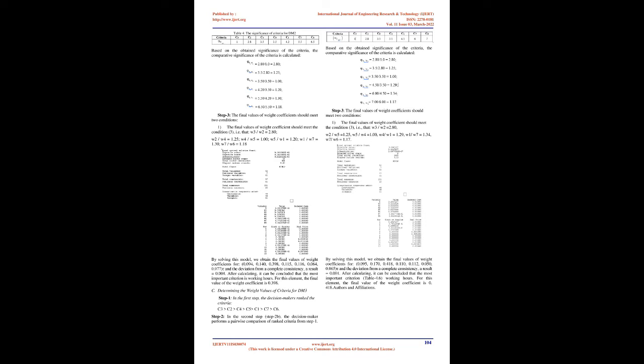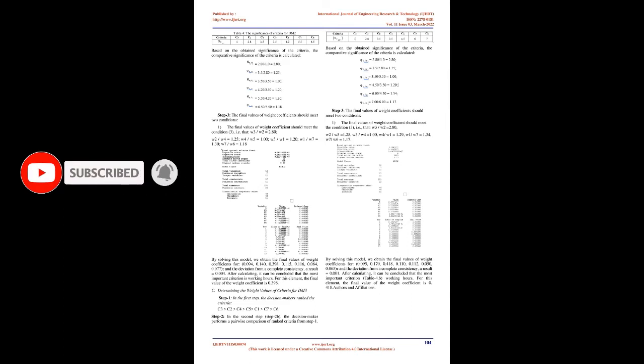i.e., that. By solving this model, we obtain the final values of weight coefficients: 0.082, 0.091, 0.410, 0.186, 0.108, 0.059, 0.068, and the deviation from a complete consistency, a result equals 0.001. After calculating, it can be concluded that the most important criterion is working hours. For this element, the final value of the weight coefficient is 0.410.